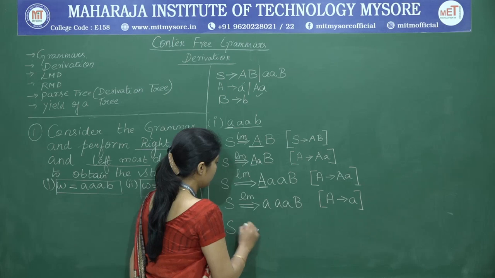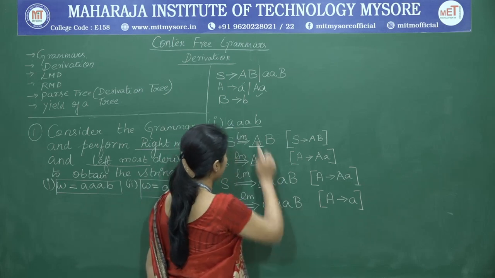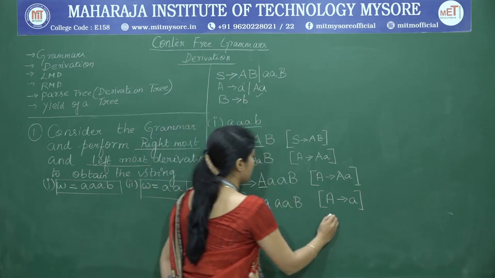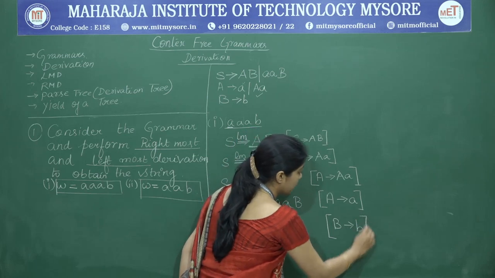Next, after 3 a's, we require a single b. So this B has to be replaced with this production. Here B goes to small b.